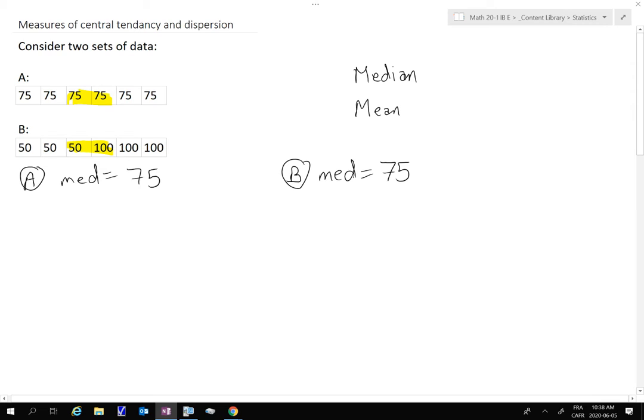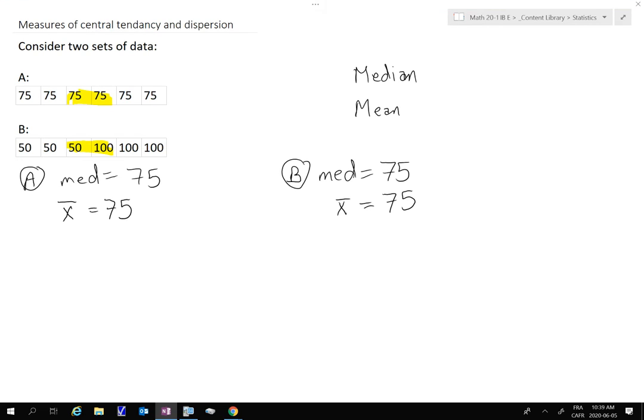And when we're trying to calculate the mean, this is one of the symbols for mean, I'll talk about the other in a moment. If I add up 75 6 times and then divide it by 6, I'm just going to get 75 again. If I add up 50 plus 50 plus 50 plus 100 plus 100 plus 100, and I divide that by 6, I also get 75. So the central tendency is only telling me half of the story. On these 2 quizzes, the middle of the data is in exactly the same place, but obviously they're really different sets. So we need some measures of dispersion.